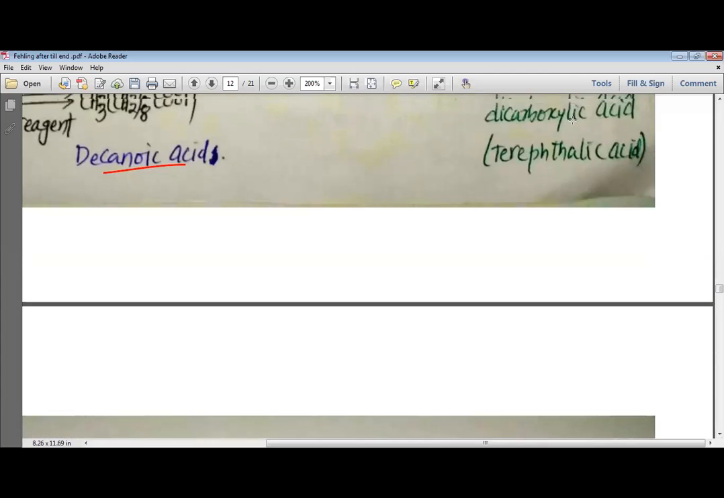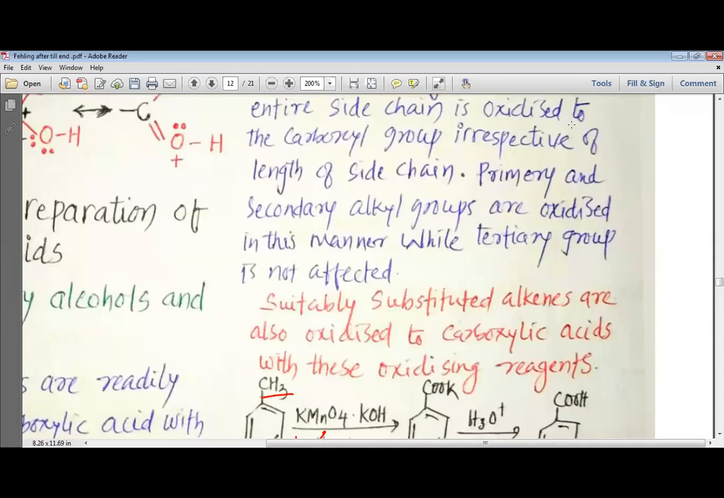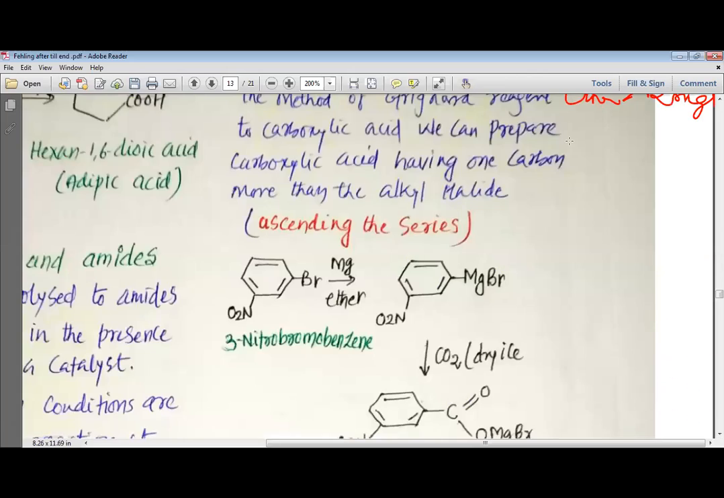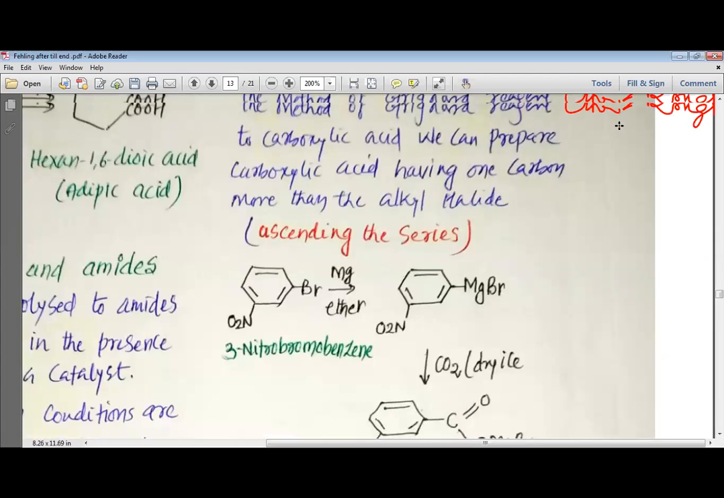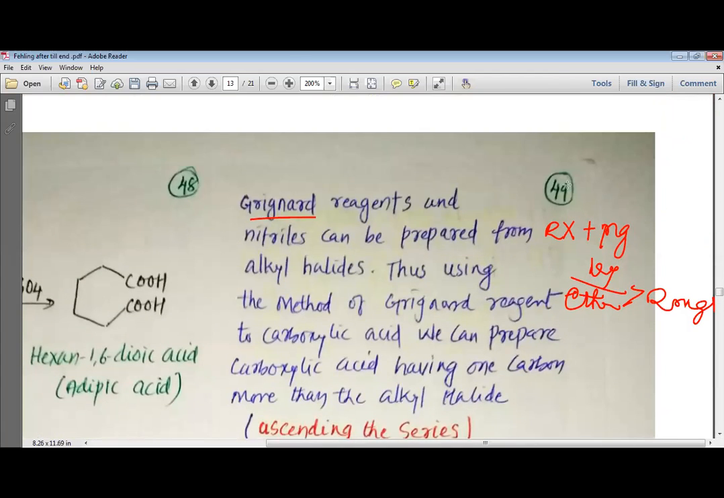The atmosphere or the reaction mixture should be non-aqueous, or water must not be present during this reaction. In the same way, my dear students, nitriles can be prepared from alkyl halides. If you have RX and you allow it to react with KCN, you will get RCN. So Grignard reagents and nitriles can both be prepared from alkyl halides.